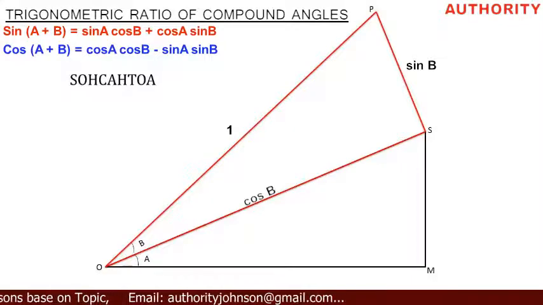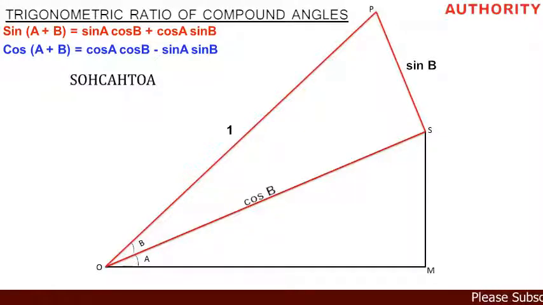So our opposite is SM, and then our adjacent is OM. So we want to find our opposite, which is SM. Let's also use sinA. In this triangle OSM, our angle now is A.